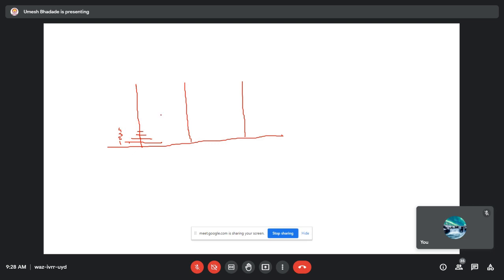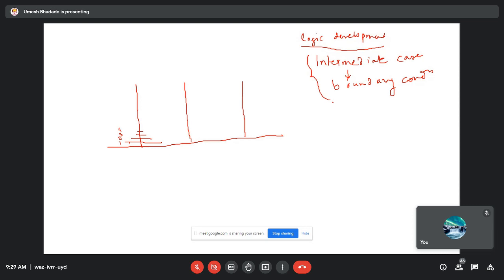Now for solving any problem, right? It's a case of logic development. Whenever we want to solve any problem or we want to find the logic for any task, we need to think of an intermediate case. Along with that, we also need to think of boundary conditions, right? So both these things we need to consider.